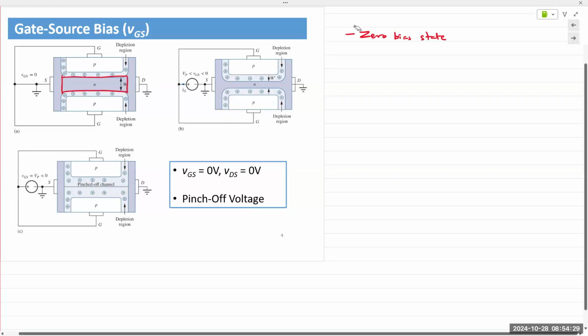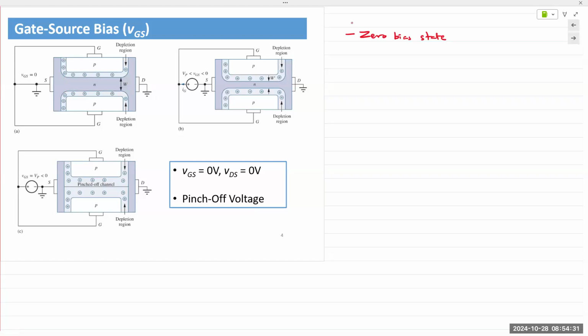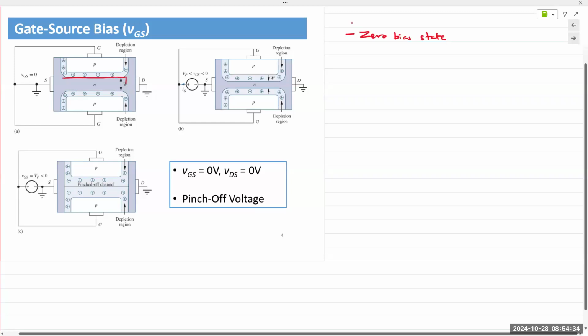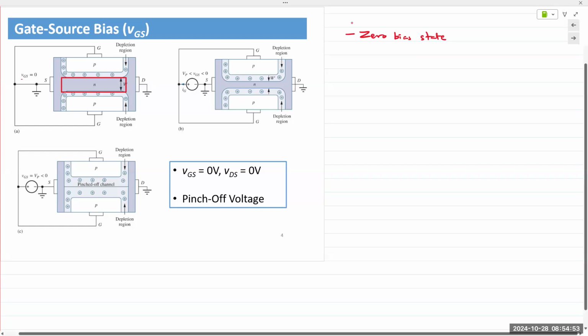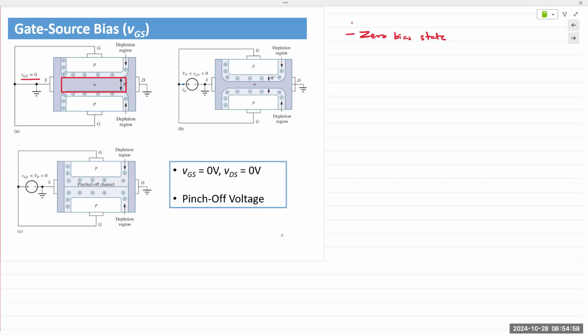Right here. Okay. You draw it up correctly. That is the width and length of the channel. Now, the gates, of course, are connected together. Sorry, not the gates. The p-type material is connected together to form one single gate, and that is also applied zero bias. So the gate to source is applied zero bias, and the drain to source is also applied zero bias. Okay, it's completely grounded.